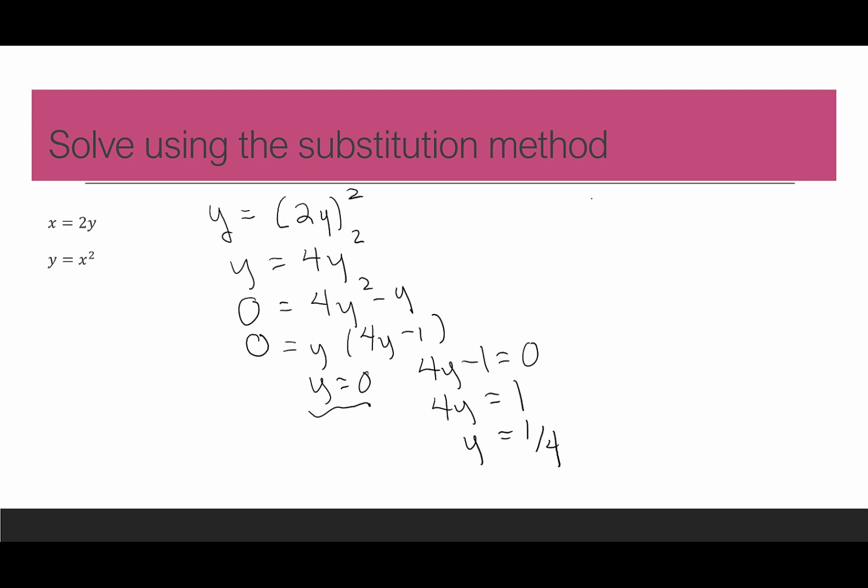So let's go back to our substitution where we said x is equal to 2y. When y equals 0, x will be equal to 2 times 0, which is 0. So there's one point, (0, 0). For our second one, we have y is equal to 1/4. So x will be equal to 2 times 1/4. So x is going to be 1/2.